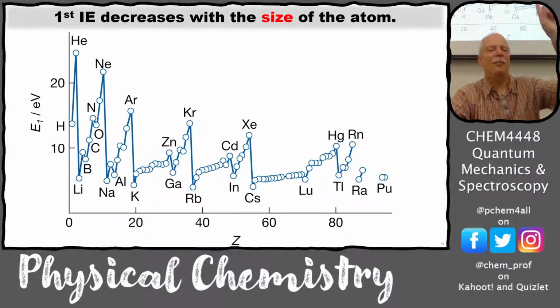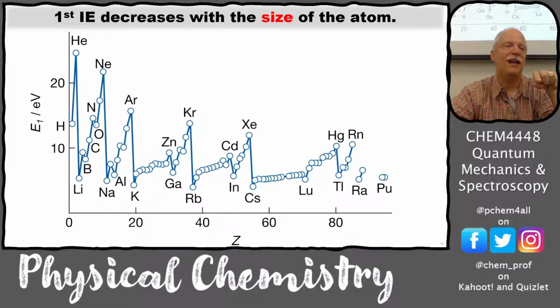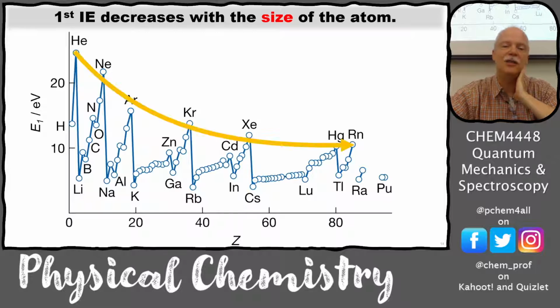So remember, going up is harder to ionize. So nitrogen's harder to ionize than oxygen. And so this is the data that actually told us those trends. But let's go through this in general. So first ionization energy decreases with the size of the atom. We see that. So as the atoms get bigger, what happens to those frontier electrons?